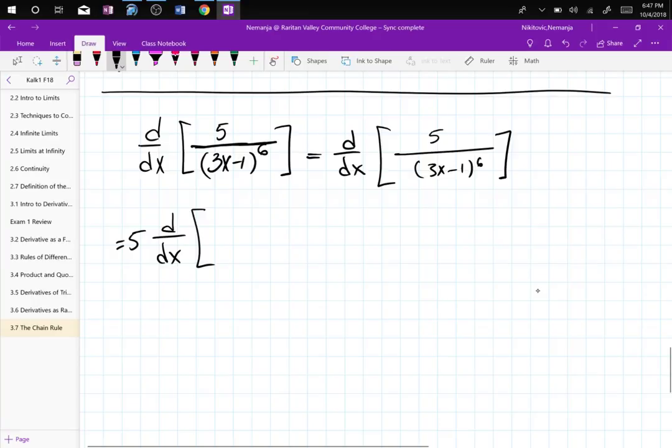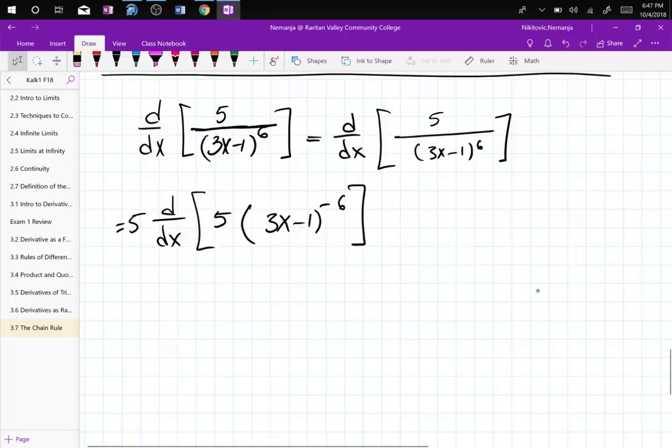So where am I? This is 5, and look at this, times 3x minus 1 to the negative 6. It's much easier to deal with this than to deal with the function. And it's much easier to deal with the product rule, with the chain rule, than with the quotient rule, because the quotient rule is just one big mess of a formula. Oh wait, I doubled up on 5s. I already kicked the 5 outside.